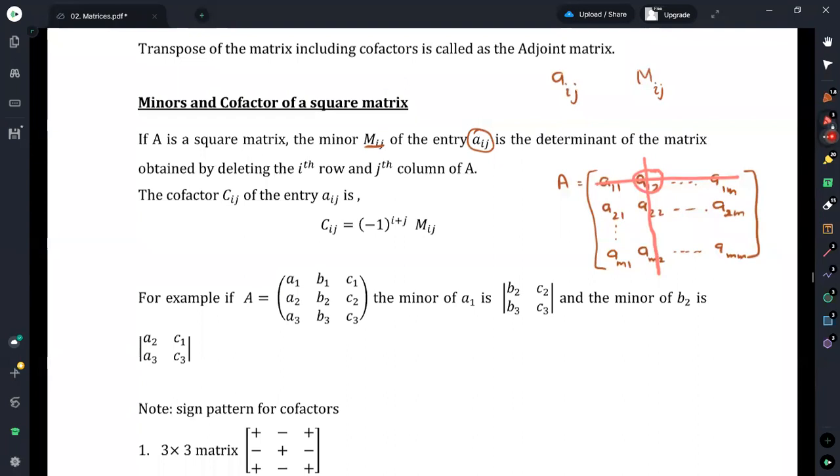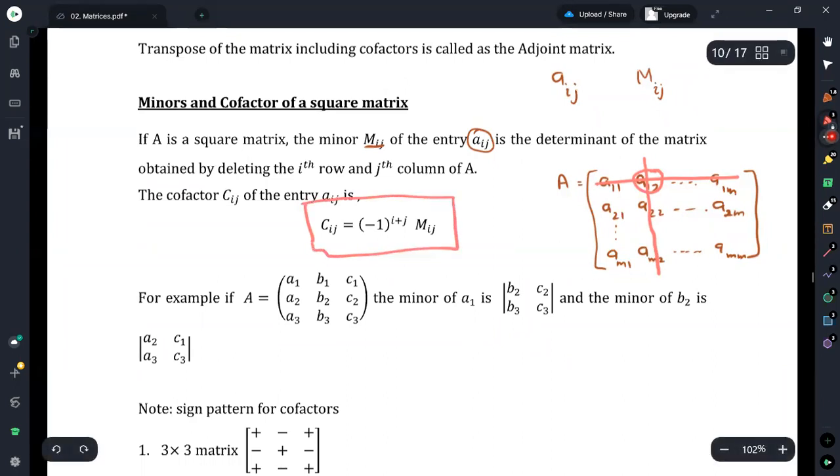After obtaining the minors, we can simply obtain the cofactors for the entry Aij by using this equation. Here Cij denotes the cofactor for the entry Aij. This can be obtained using the equation Cij equals minus 1 to the power i plus j into Mij, where Mij was defined as the minor for the entry Aij. Therefore, using this equation, we can obtain the cofactors.